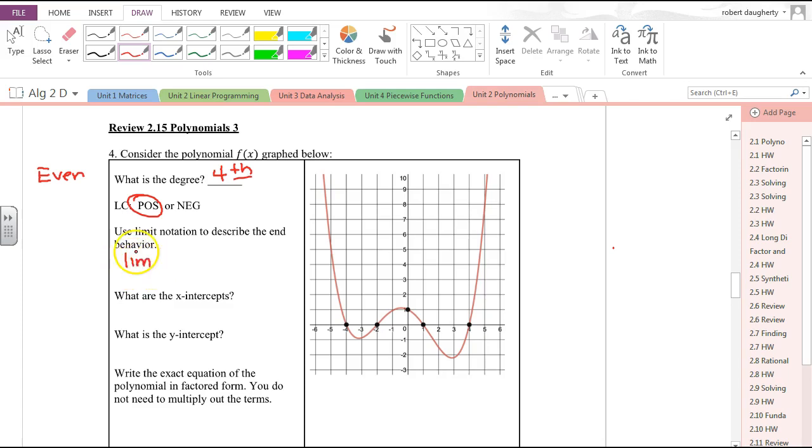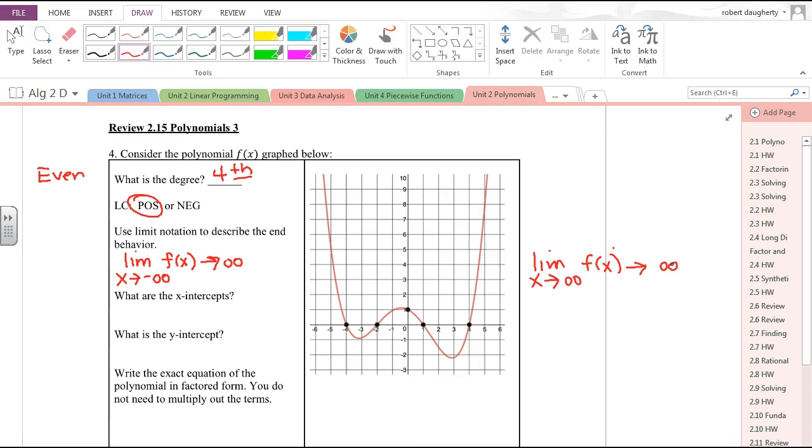And limit notation. The limit as x approaches negative infinity of f of x. So as the x values go to the left to negative infinity, the y values, they approach positive infinity. And then I'm running out of space, but let me write the other one. The limit as x approaches positive infinity of f of x, my graph also approaches positive infinity. So those are the two limits that describe the end behavior.